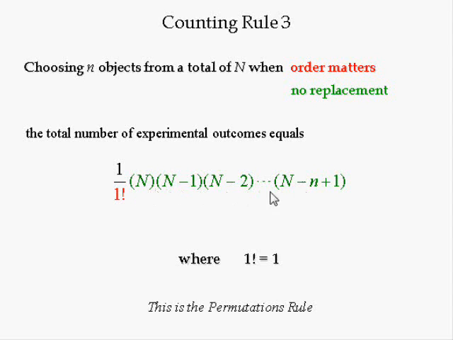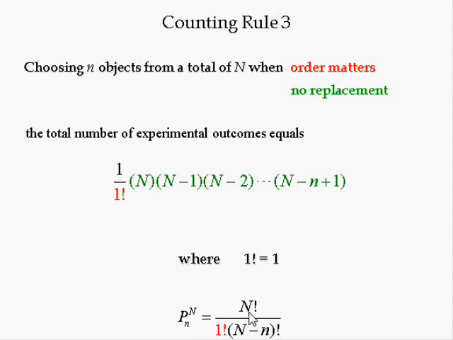The green expression models no replacement. The red expression models order matters. 1 factorial equals 1, which means there's only one way to win. On the first trial, there are big N things in the bucket. The second trial, there's one less. The third trial, there are two fewer in the bucket, and so on.